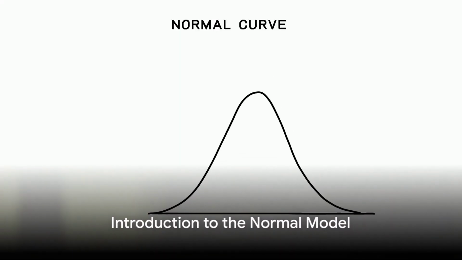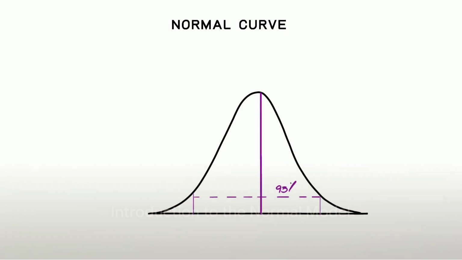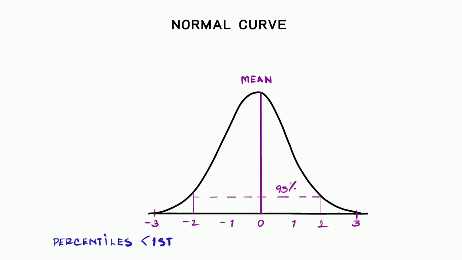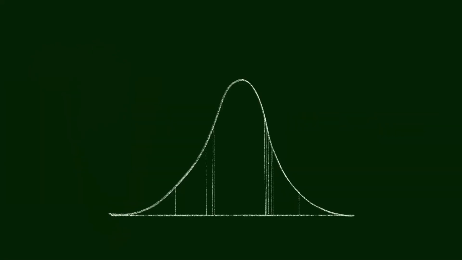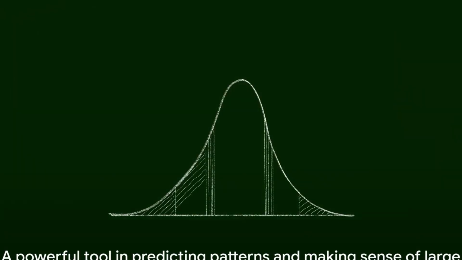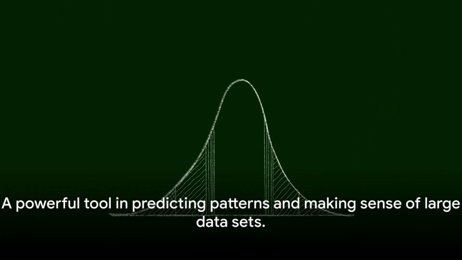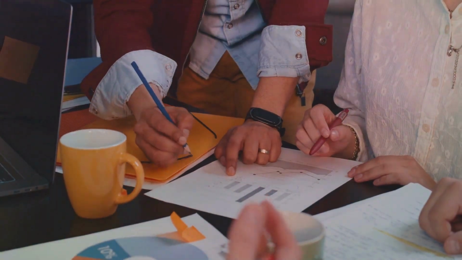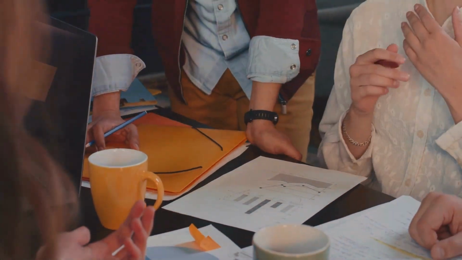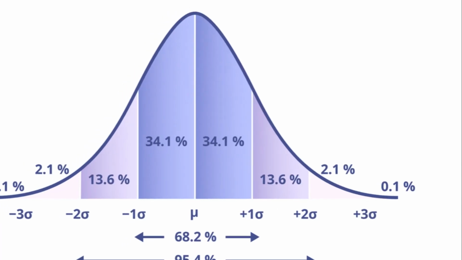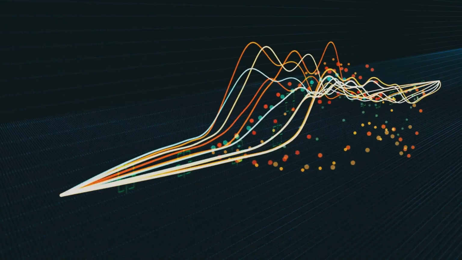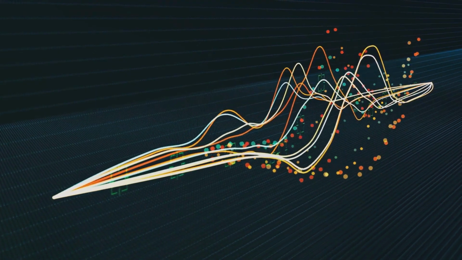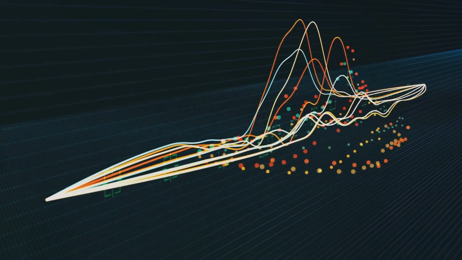Ever wondered why the normal model is a crucial tool in understanding data distribution? Well, let's delve into this. The normal model, also known as the bell-shaped curve, is a fundamental concept in statistics. It's a powerhouse tool used in predicting patterns and making sense of large data sets. Imagine having a vast amount of data points and needing to understand the general trend or pattern. This is where the normal model comes in handy. It helps us visualize and understand the distribution, the highs and lows, the peaks and troughs of data sets.